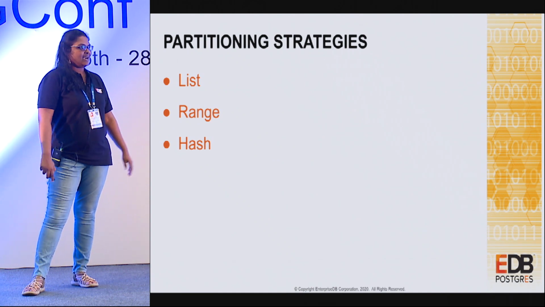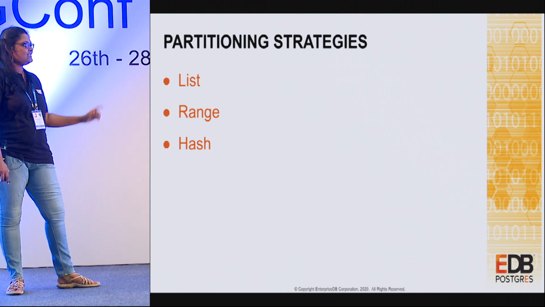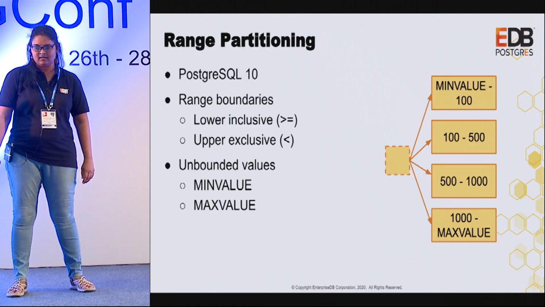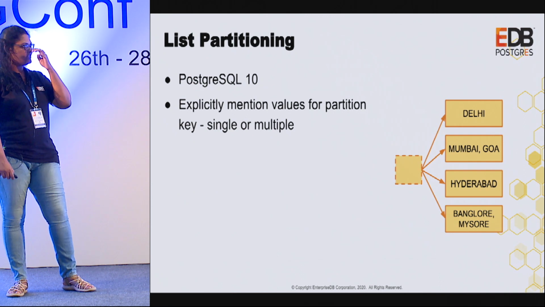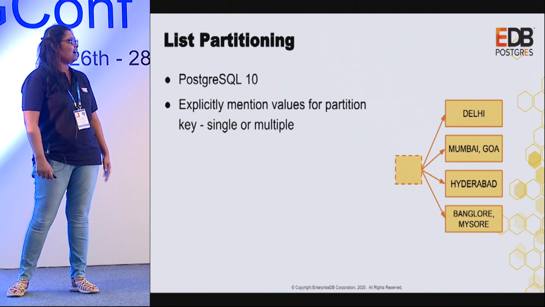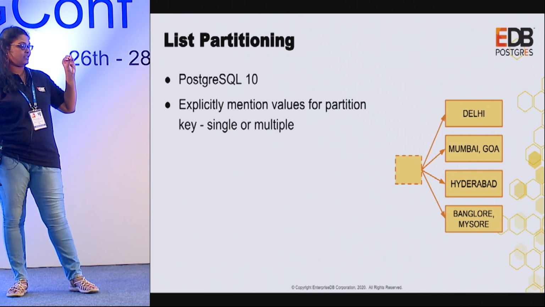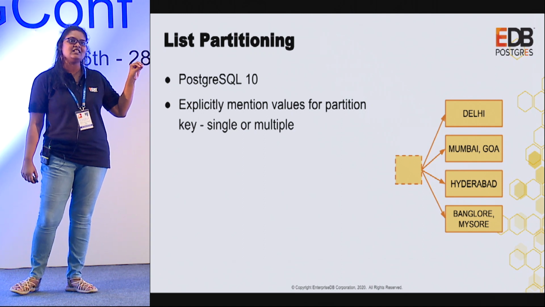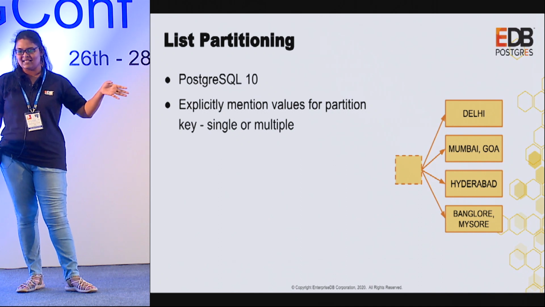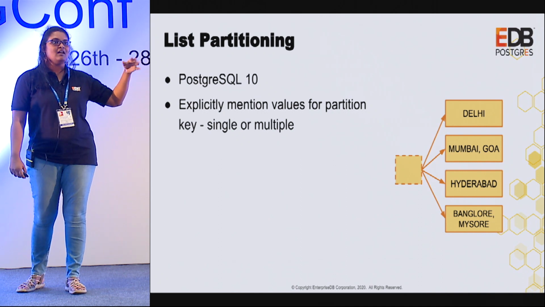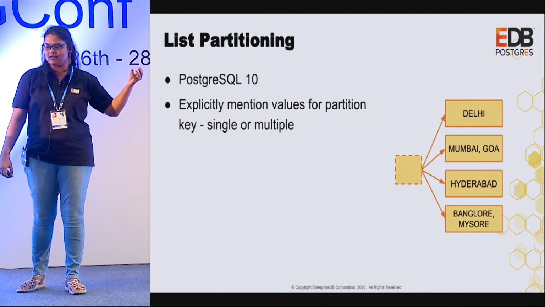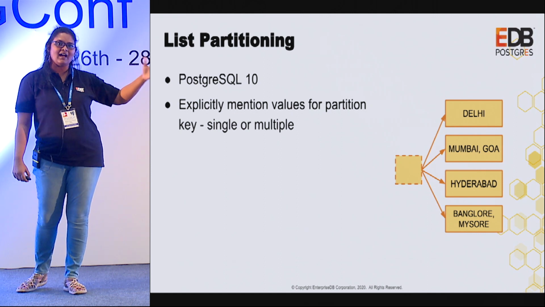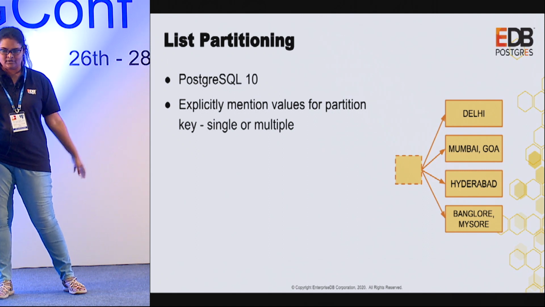The three partition strategies that PostgreSQL supports are list, range, and hash. When you talk about list partitioning, this was introduced in PostgreSQL 10, and here, for the partition bounds, you have to explicitly mention the values that each partition can hold. Like in this example, one partition can hold values for Delhi, and another can hold values for Mumbai and Goa. So you can specify either one or multiple values that a particular partition can hold.